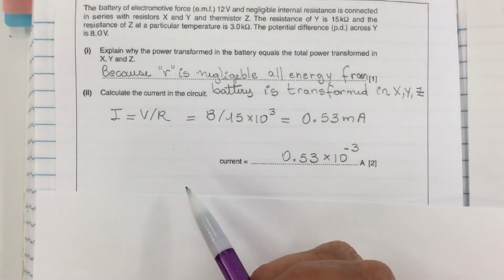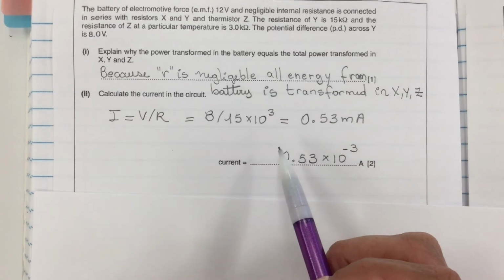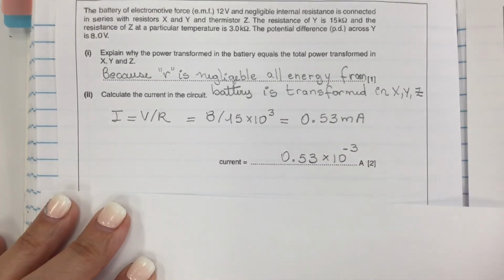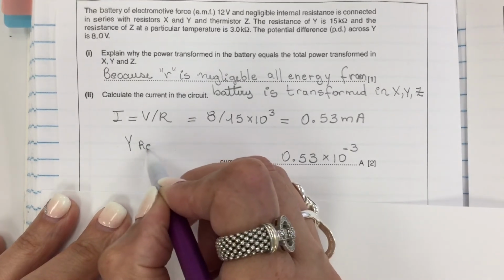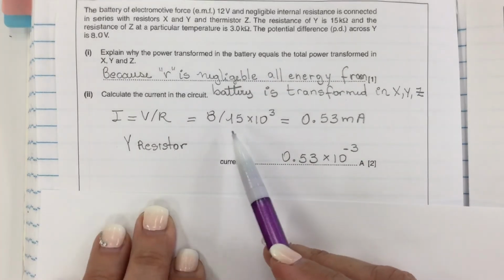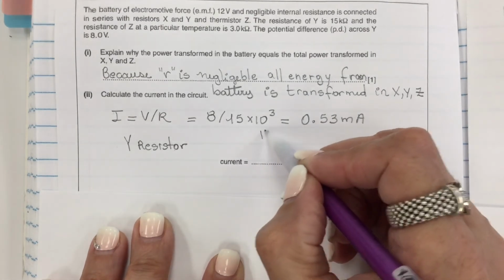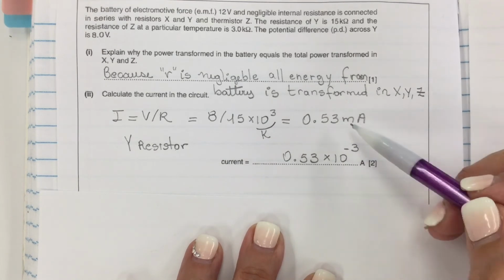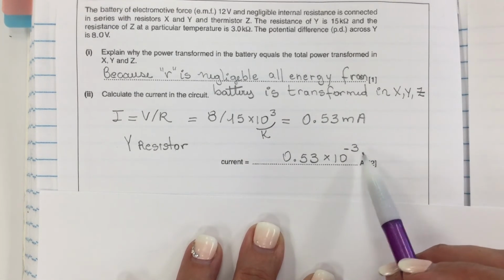Okay, if you want to use the space provided and do your calculation, you should. So I is equal to V over R. This is just for the resistor Y. So it's 8 over 15 times 10 to the third, because this is kilo. And doing it on your calculator is 0.53 milliamps, or you can write it as 10 to the minus 3 amp.